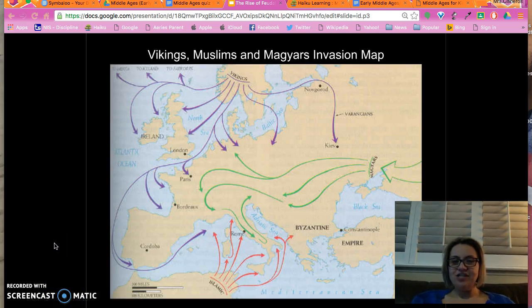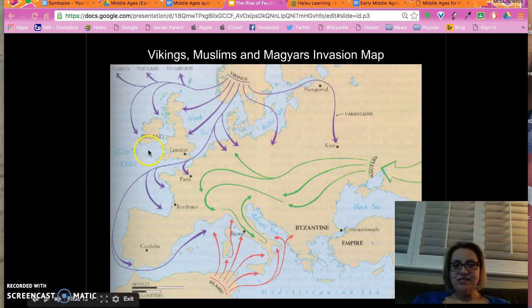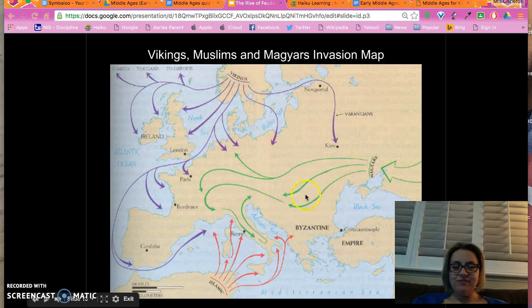And here's an invasion map. As you can see, the Vikings come in, and you can just see the different locations, the Magyars and the Muslims, and how they all attacked from different locations.